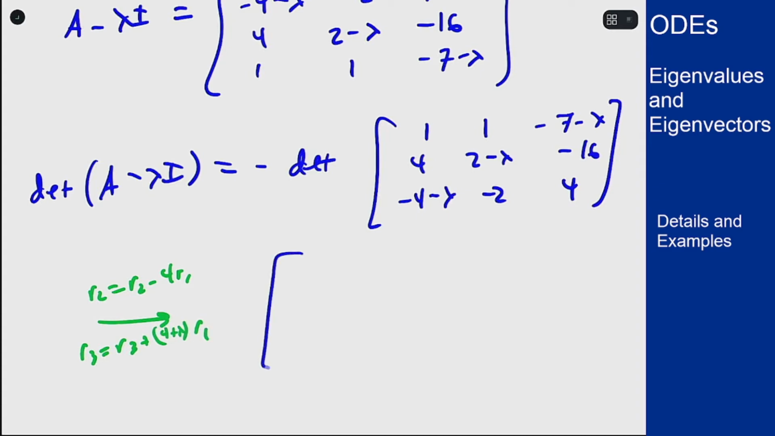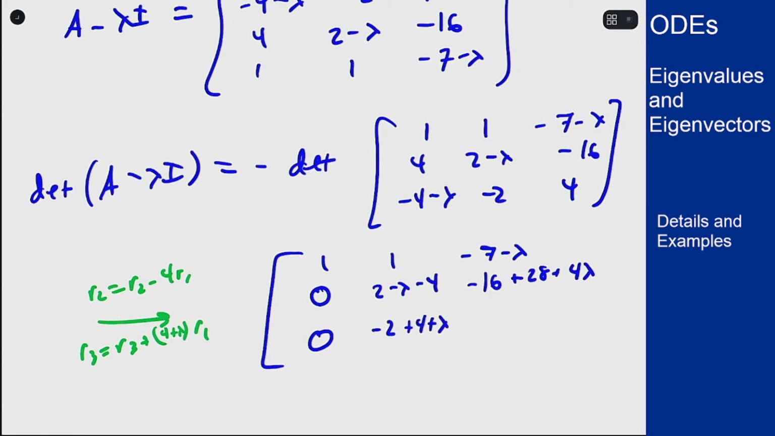So from this, we will get 1, 1, -7 minus lambda. We'll get 0, 2 minus lambda minus 4, and -16 plus 28 plus 4 lambda. We'll get 0. We get -2 plus 4 plus lambda, and then we will get 4 plus (4 plus lambda) times (-7 minus lambda).